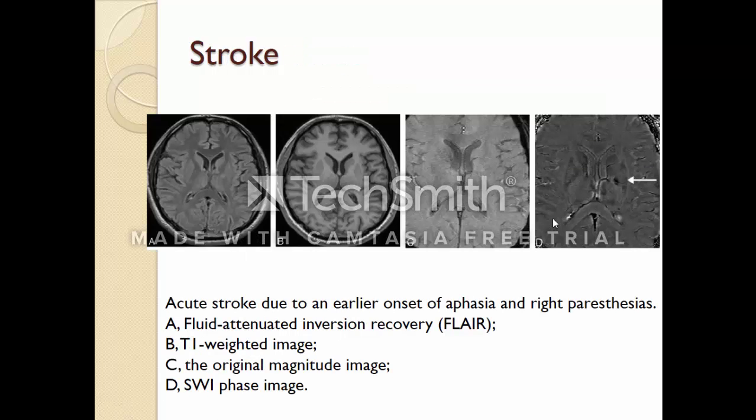Our next photograph series is about the stroke. Here you can see an acute stroke due to an early onset of aphasia and the right paresthesias. As you can see, there is no abnormality in picture A and in picture B. The picture C also seems quite normal, but when we look at the susceptibility weighted image, we can see this little lesion with the white arrow.